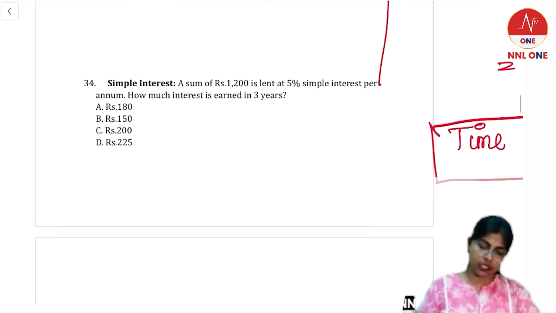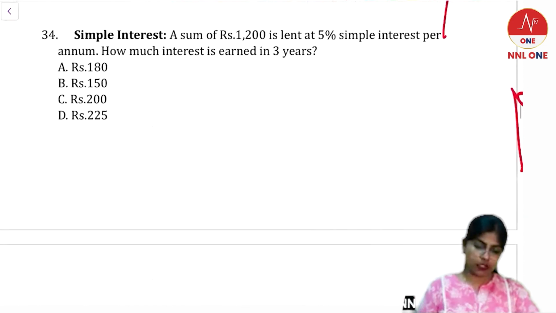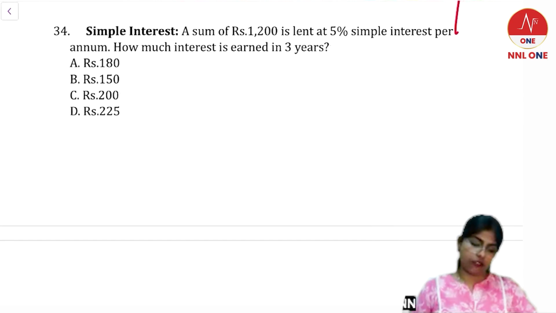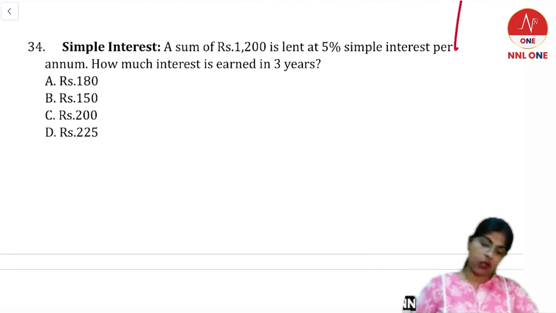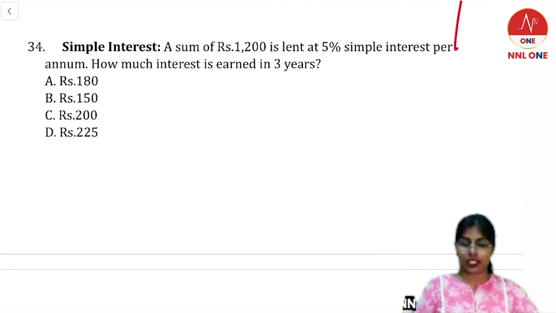Next topic is simple interest and compound interest. So the 34th question is under the topic of simple interest. A sum of 1200 is lent at 5% simple interest per annum. How much interest is earned in 3 years? So our target is to find the interest. Okay. What is given already here? A sum. See, sum, maturity amount all come under the category of principal.